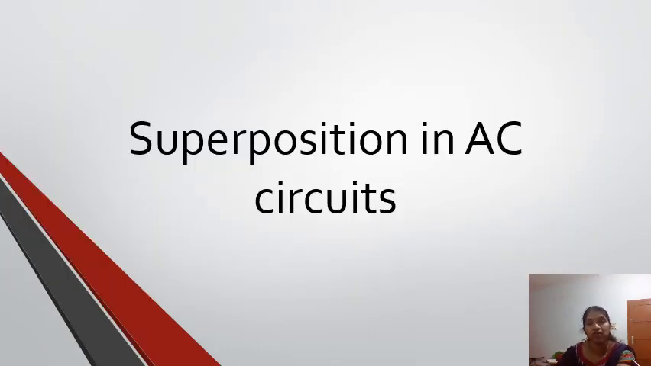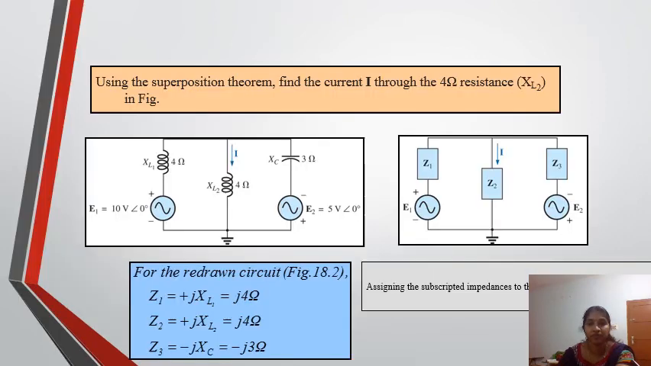Okay, next is superposition in AC circuit. It will have some capacitive impedance and inductive impedance, and the arithmetic operations take place in complex numbers. That is the difference. Here is a parallel circuit with two sinusoidal sources E1 and E2, XL1, XL2 and XC, and we have to find the current through the 4 ohm resistance, that is XL2.